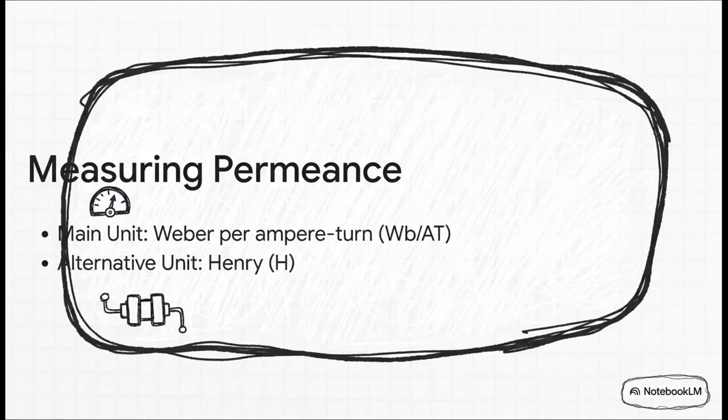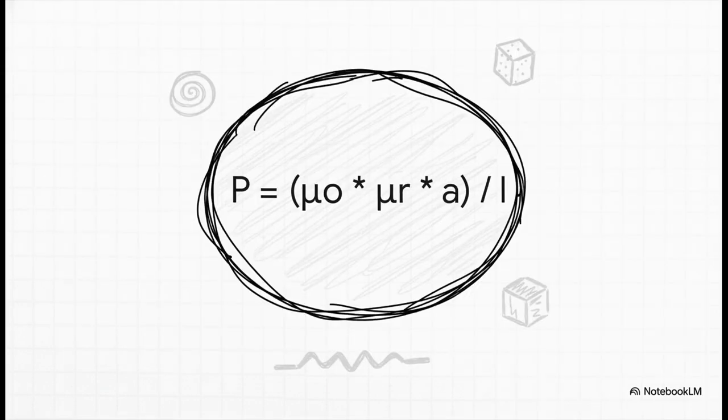So how do we actually measure this stuff? The standard unit is something called the Weber per Ampere-Turn. You might also see it measured in henries, which is a unit you might remember if you've studied inductance. Now that we know how it's measured, let's see how it's calculated. And of course, there's a formula for it. This is the equation that lets us figure out the permeance of a magnetic circuit. Don't worry, we're going to break it down piece by piece.